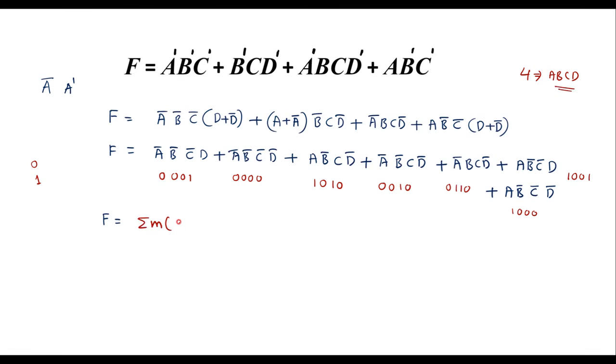So now seeing this, I can write the min term as summation m. This is equivalent to 1 in decimal, this is equivalent to 0, this is equivalent to 10, this is equivalent to 2, this is equivalent to 6, this is equivalent to 9, and this is equivalent to 8. The same thing I will write in ascending order, that is summation m of 0, 1, 2, 6, 8, 9, 10. So now I can simplify using K-map.